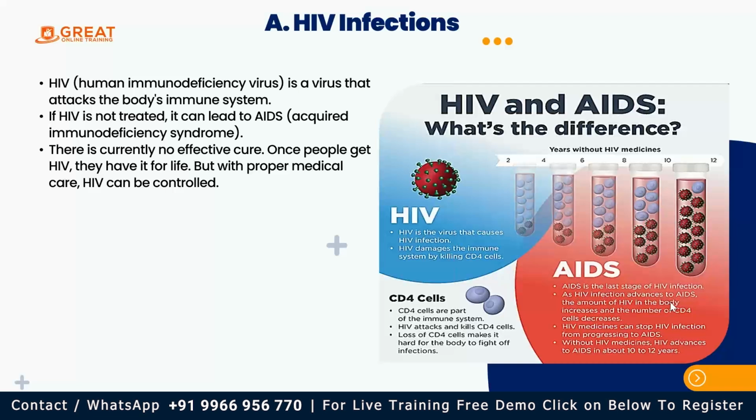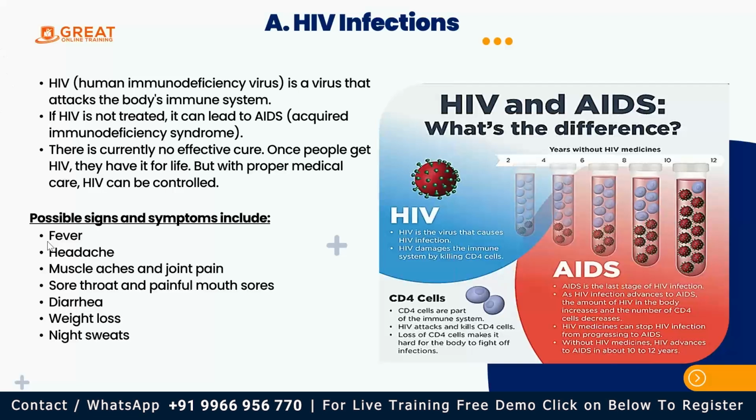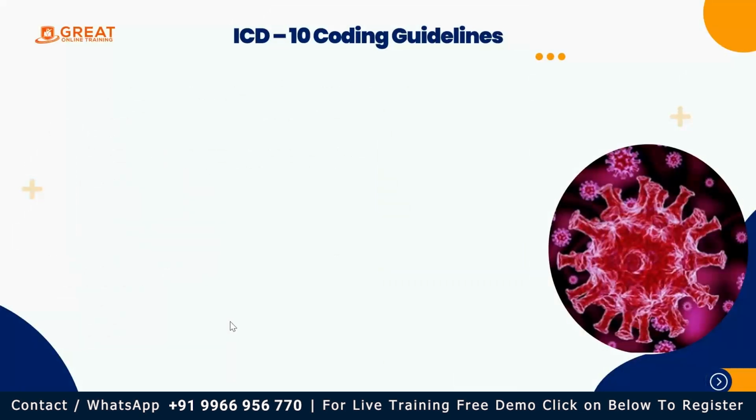As HIV infection advances to AIDS, the amount of HIV in the body increases and the number of CD4 cells decreases. HIV medication can stop HIV infection from progressing to AIDS. We cannot cure HIV, but it can be controlled. Without HIV medication, HIV advances to AIDS in about 10 to 12 years. Possible signs and symptoms include fever, headache, muscle ache, joint pain, sore throat, painful mouth sores, diarrhea, weight loss, and night sweats. Now we'll see guidelines for HIV coding.